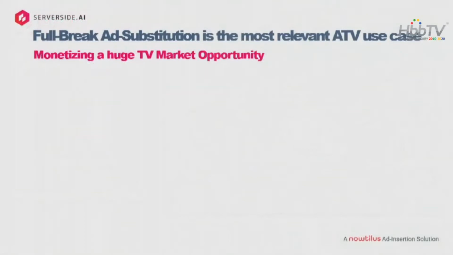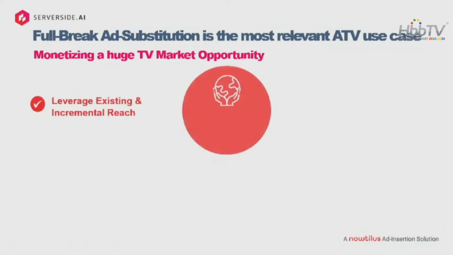From our perspective, full break ad substitution is the most relevant ATV use case. It's about leverage of existing and incremental reach because there's potential to serve more than 50 million connected HbbTV devices with 120 million people reachable across European, UK, and APAC broadcasters today.